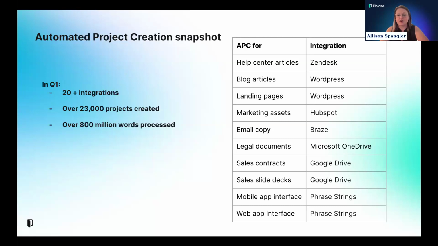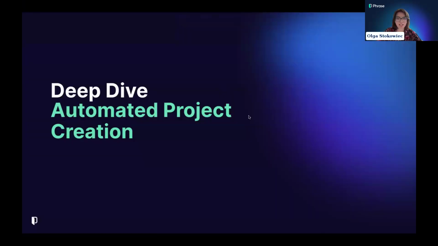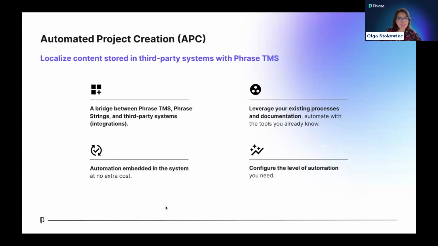And our customers are using zero-touch workflows every day. In Q1, with 20 plus integrations, our customers created over 23,000 jobs with APC and over 800 million words processed in just Q1 alone. So it's clear that this type of automation is delivering value at scale. And we're going to show you the first steps in doing that now with Olga's demo. So I'm very happy to pass it over, and she's going to take us on a deep dive. And wait a second. So yeah, automated project creation deep dive.